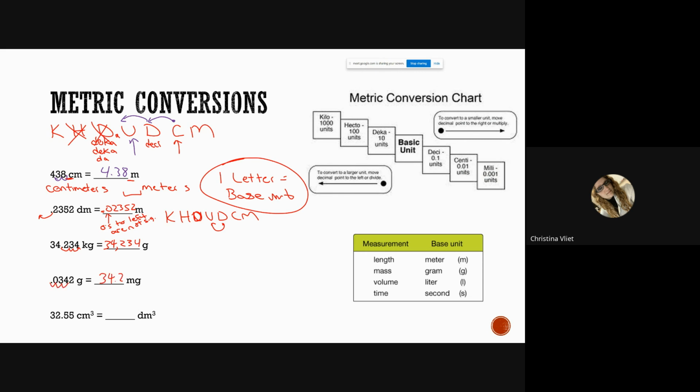34.2. So I expect you for metric conversions, and Cambridge does as well, to be able to convert these pretty much like that. You should be able to just move your decimal over. You do not have to show dimensional analysis for this. This is by far the easiest way and the way you should go. Last one is the only one that's a little bit difficult. 32.55 centimeters cubed to decimeters cubed. Let's talk about this. What happens if your unit is cubed?